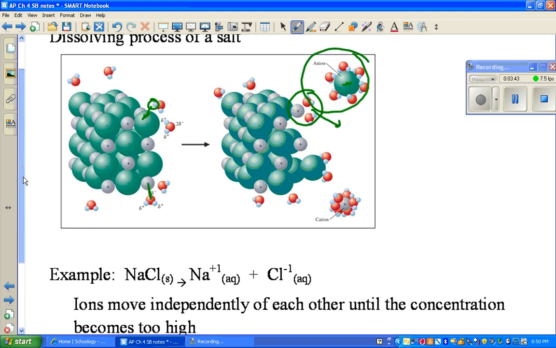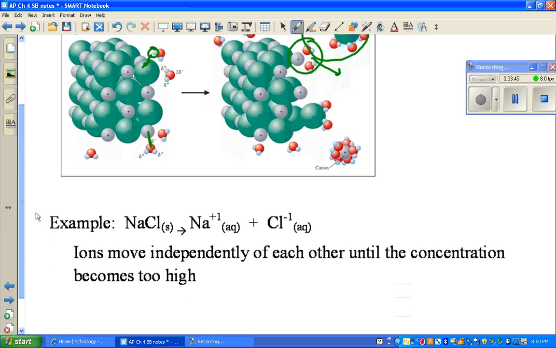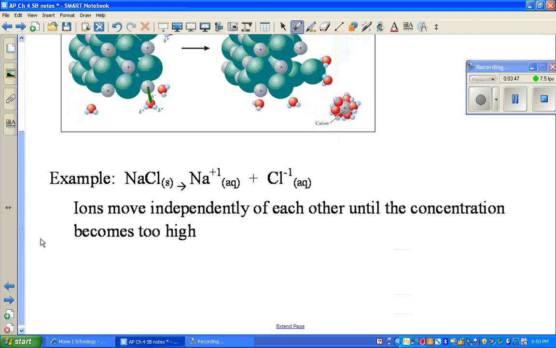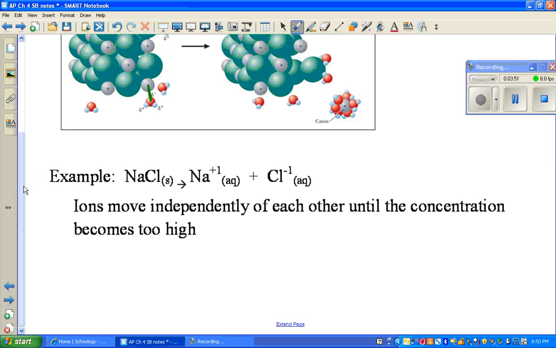If you don't have that charge there, you're not going to be able to conduct a current, and some things will not dissolve. So here's our example. We have sodium chloride, which you can see up there. The positive one is the sodium. The chlorine is the larger atom, has more protons and neutrons.